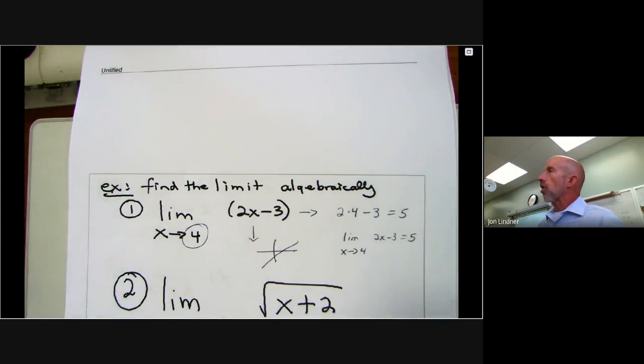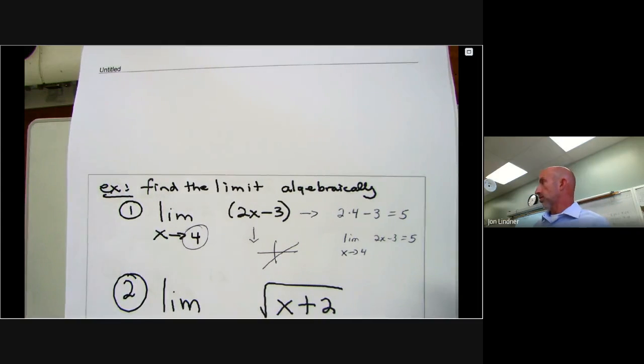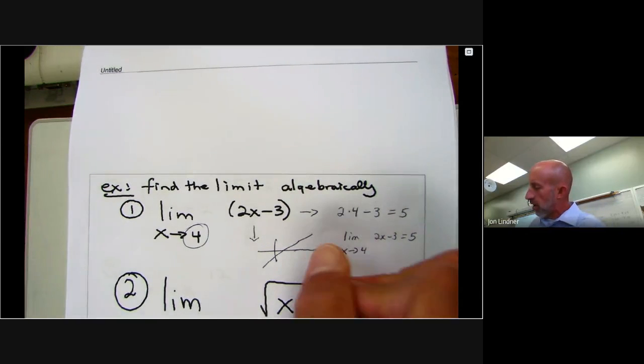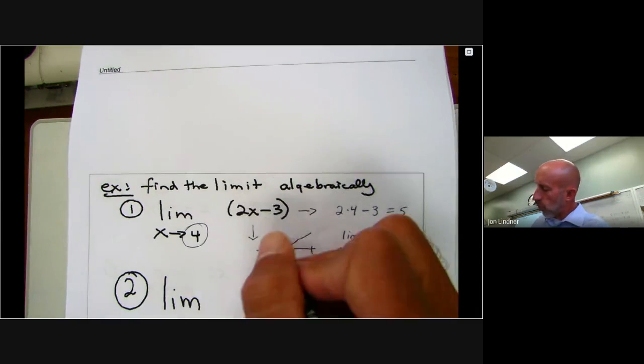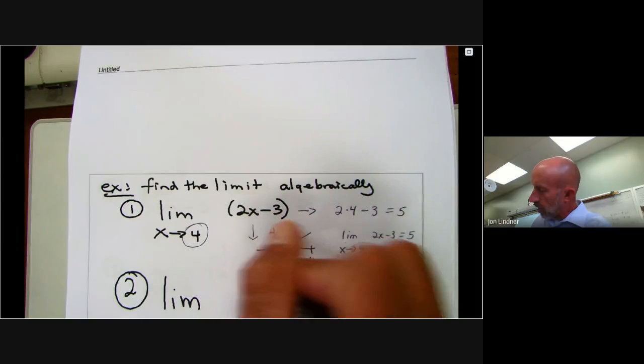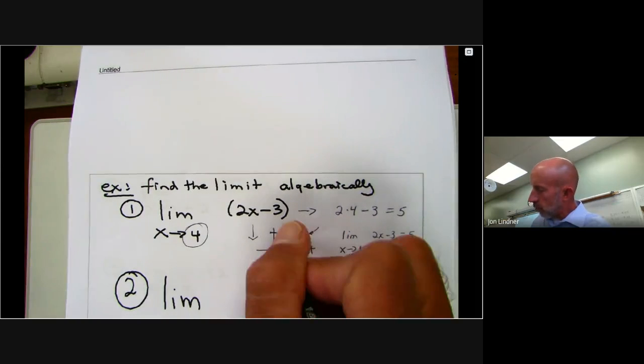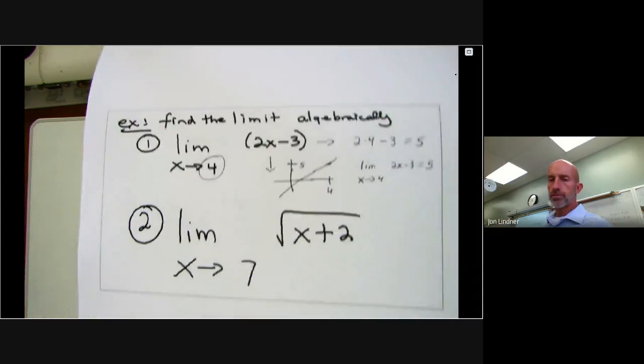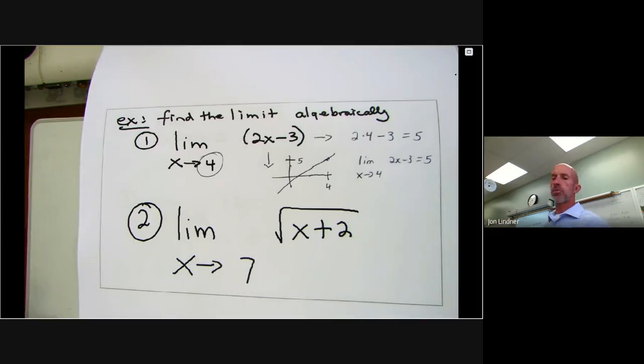So the limit as x approaches 4 of 2x minus 3 equals 5. And we could confirm that in other ways. We could look at the graph. If I were to look at the graph of this thing, and over here's 4, I would find out that the y value that it is approaching is 5. All right. So let's look at number 2. The limit as x approaches 7 of the square root of x plus 2.